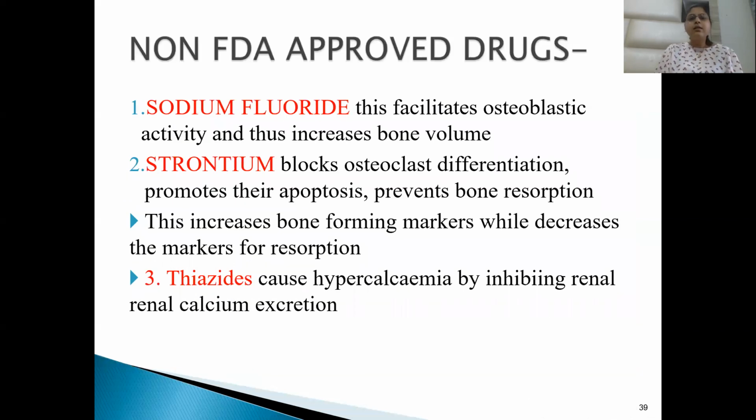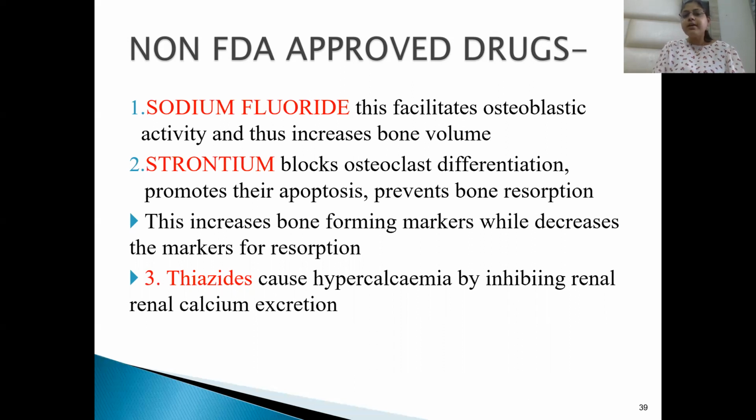Non-FDA approved drugs are sodium fluoride, which facilitates osteoblastic activity and thus increases the bone volume. Strontium increases the osteoblastic activity and decreases the osteoclastic activity. So it prevents the bone resorption and increases the bone formation. So it promotes apoptosis also. So it is the drug strontium ranelate. This drug has a dual activity. It can be used in treatment of osteoporosis.